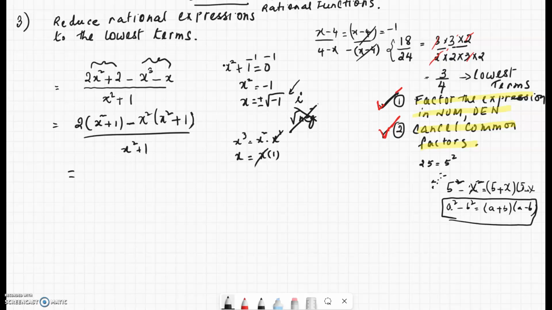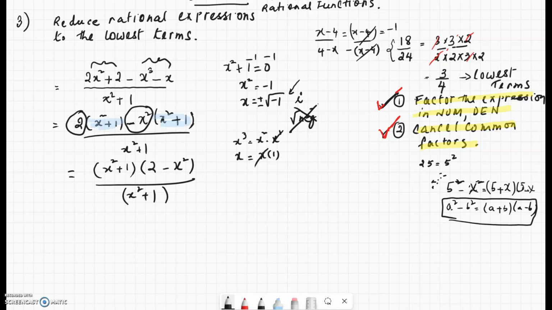So this is equal to, factor out x squared plus 1, and the leftover terms are 2 minus x squared over x squared plus 1. So cancel these two and you've simplified the expression and it's in the lowest terms.